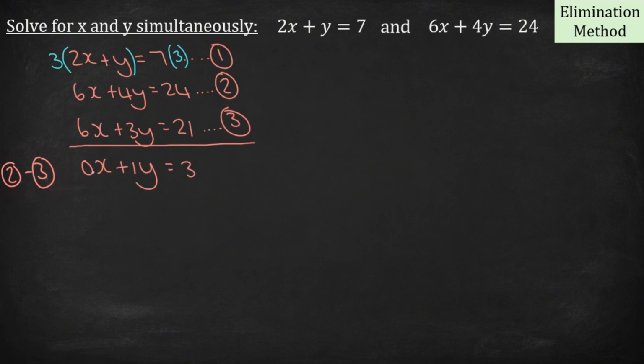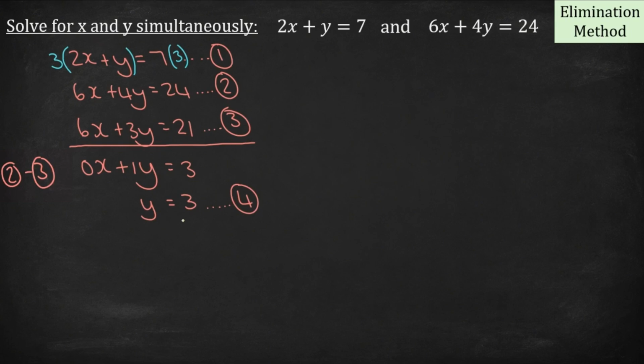Okay, so now I'm going to rewrite this equation as y equals 3. Because 0x is actually nothing. That means I don't have to write anything for x. And 1y is the same as y. So we've got a value for y, and that is 3. So I'm going to call this equation 4. Now I'm still not done yet because we need to solve for x and y.